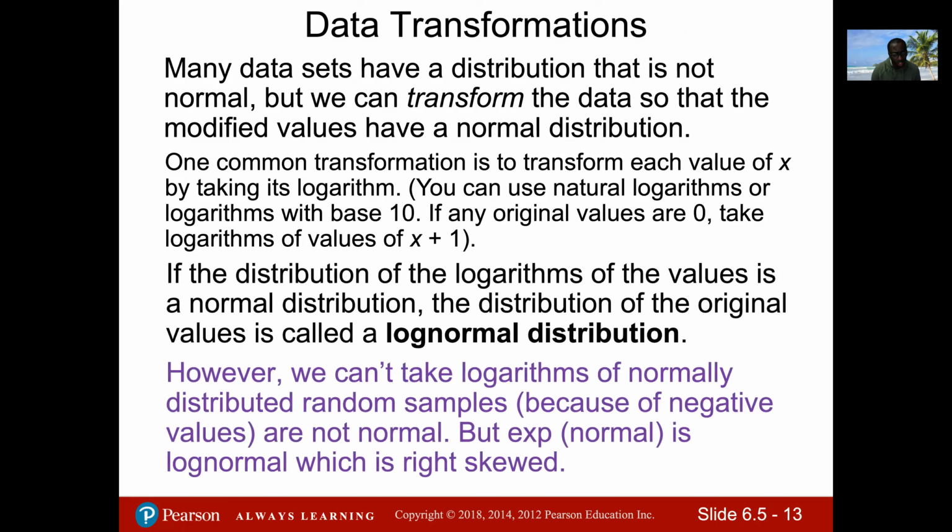If the distribution of the logarithms of the values is a normal distribution, then the distribution of the original values is called a log normal distribution. However, we can't take logarithms of normally distributed random samples because of negative values. The samples are not normal, but the exponential of a normal is log normal, which is right skewed. So I wanted to make that note.